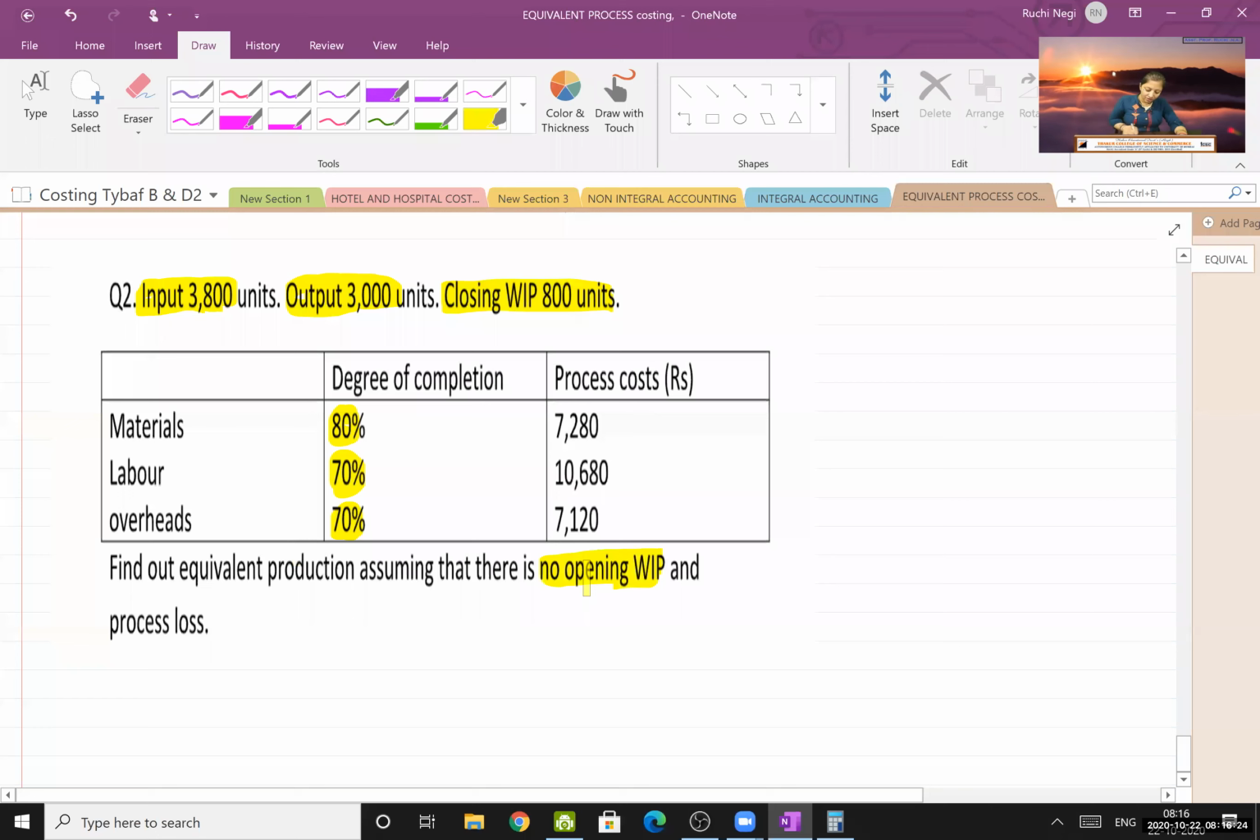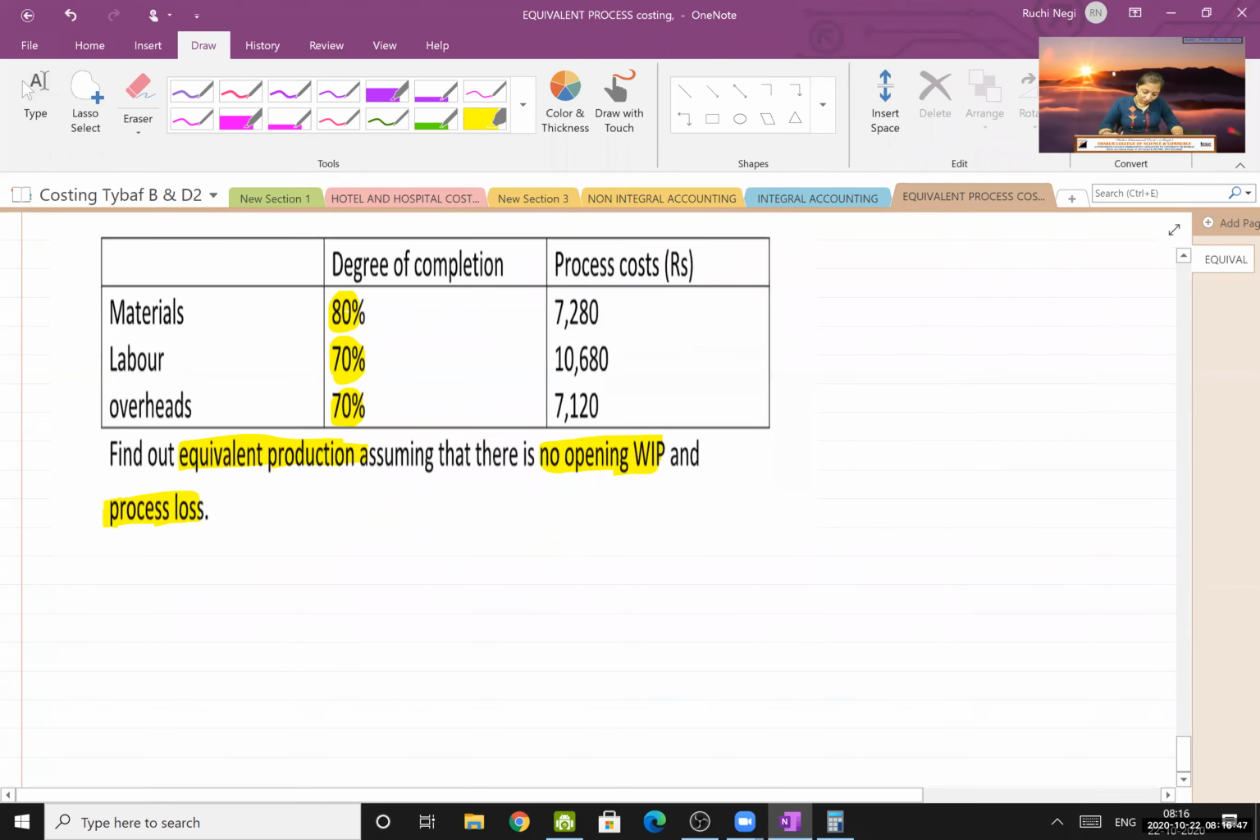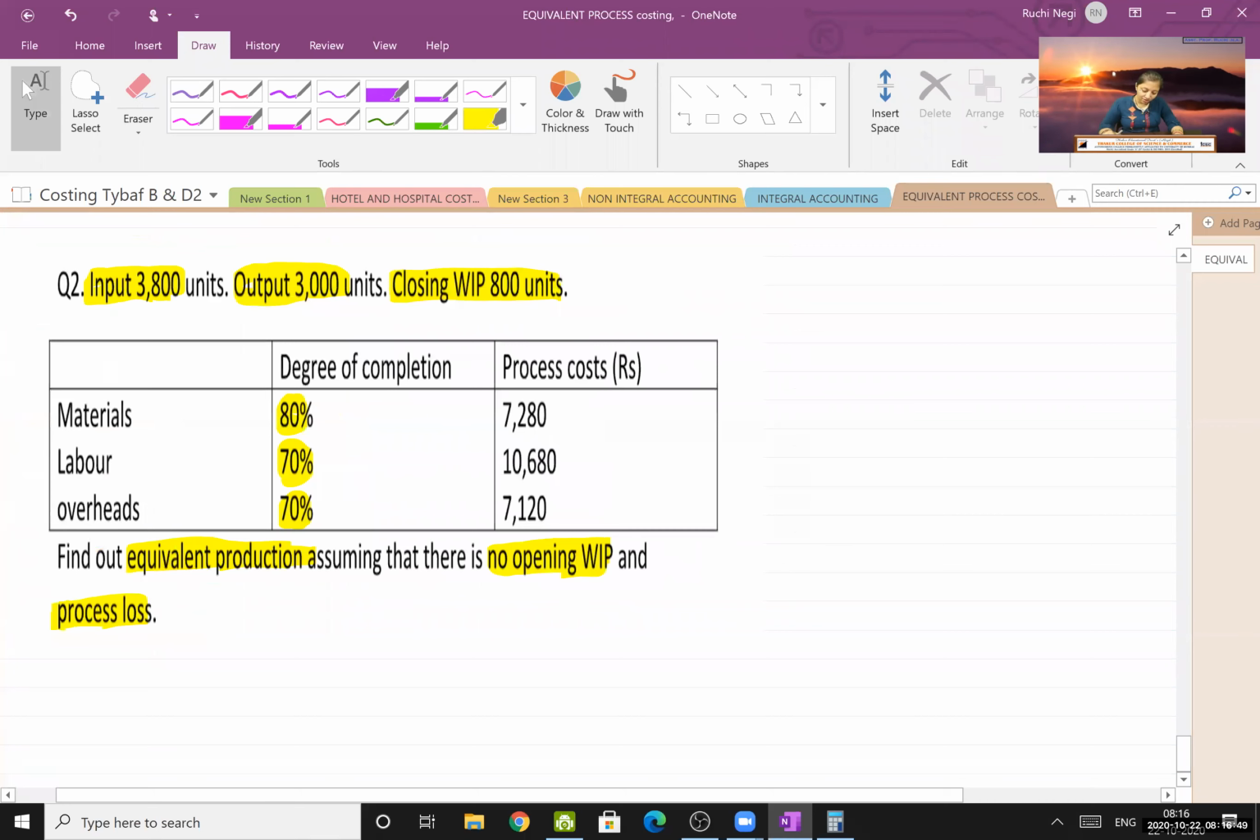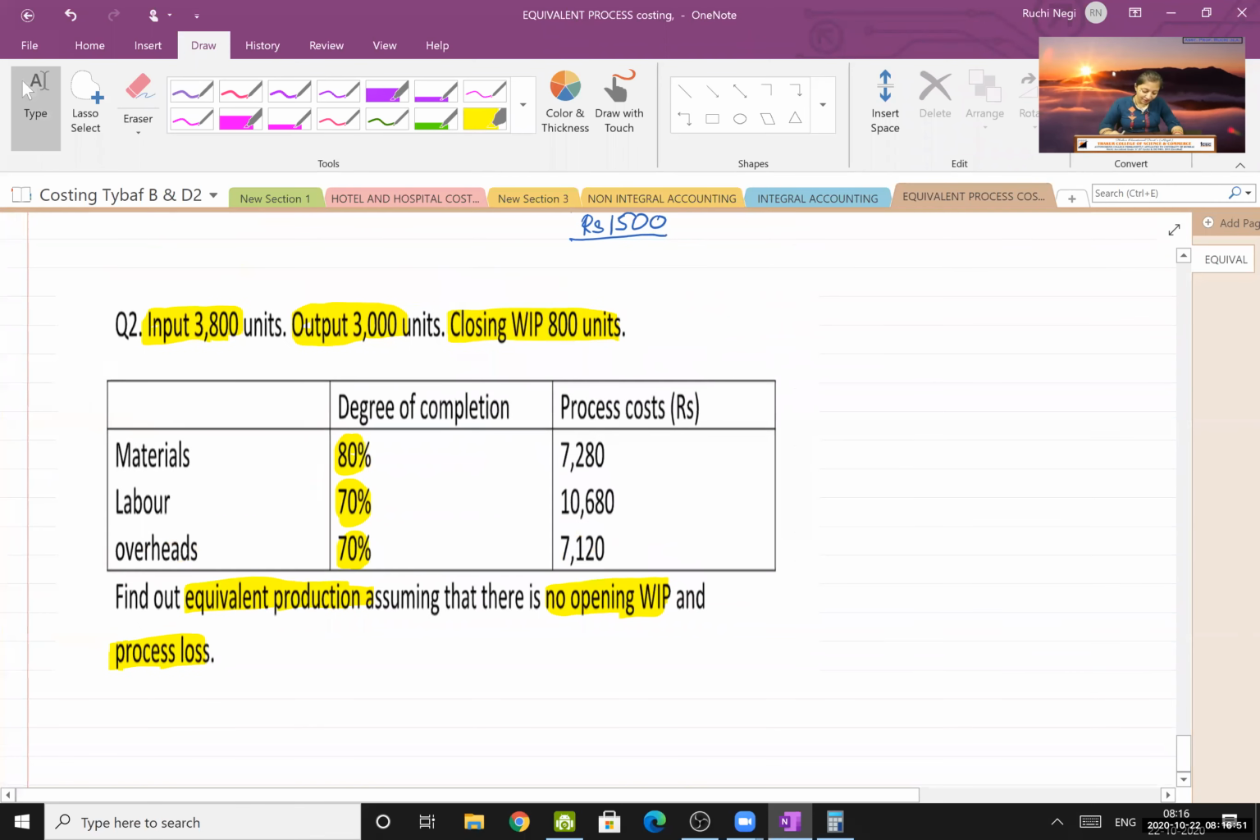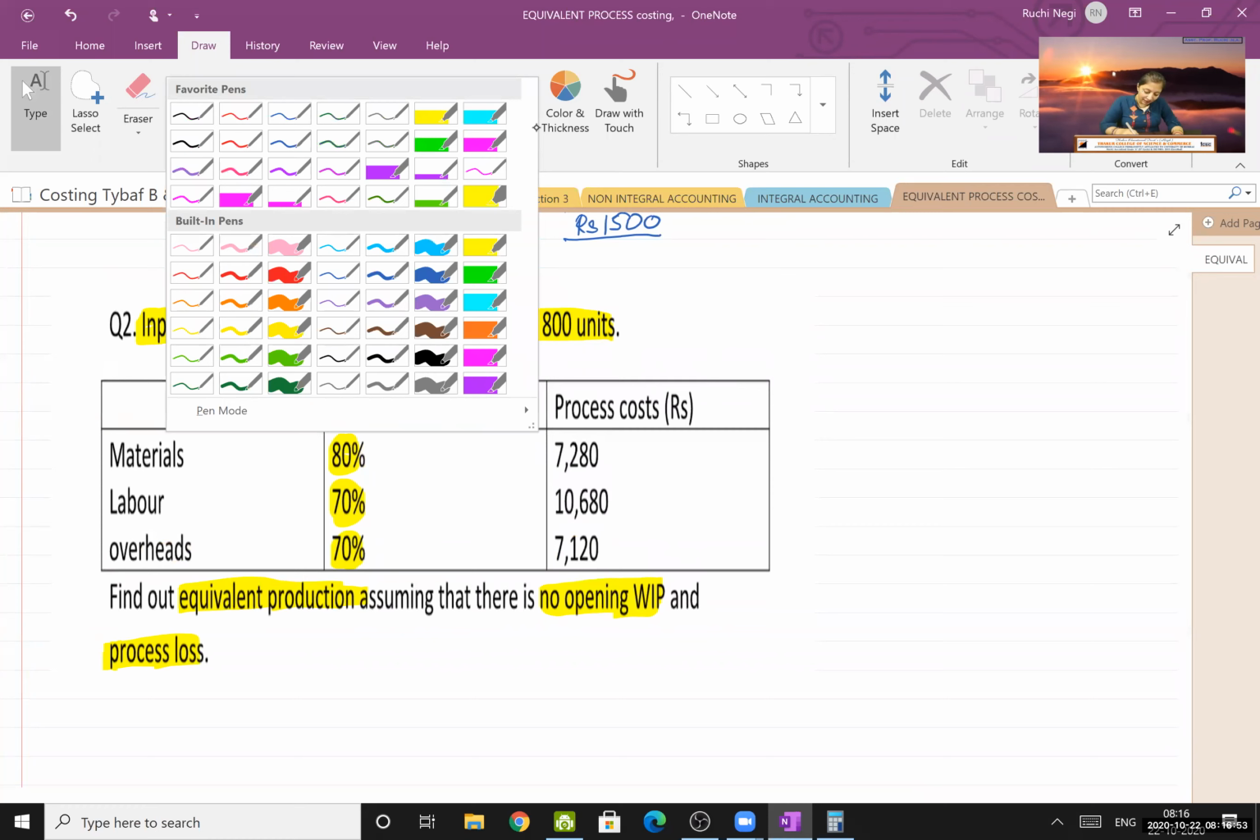So this is the first one on process loss. There is no opening WIP and there is no process loss also. So this is a basic sum, I'm starting up with. Very basic sum. Since it's the first sum, I have taken a very basic one. There is no opening WIP either. So next lecture when I start, I'll take a sum where opening WIP is also there. As I told you, always prefer making a diagrammatic presentation first, so that it is clear to us. We start.